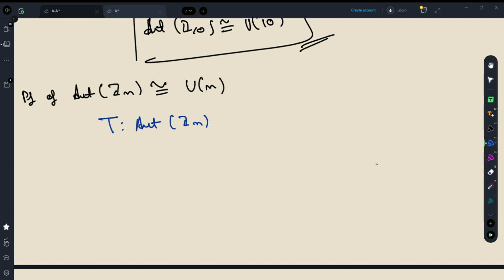The map we actually require is a map T from the automorphisms of Zn to Un, where T sends an element alpha to alpha of 1, right? Because what we started with in the example, we started with an automorphism alpha and we checked that we can define alpha only by defining alpha of 1. That's precisely what we want to do here. Got it?